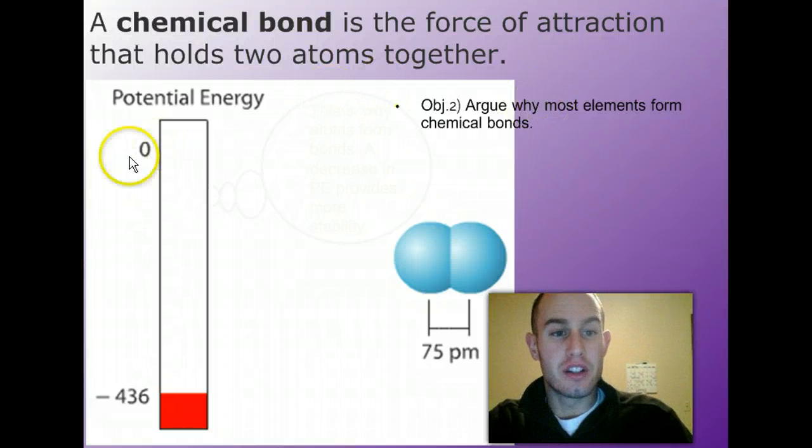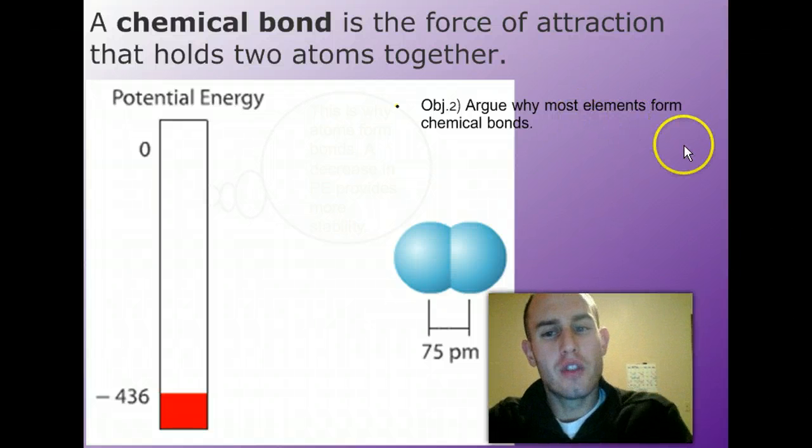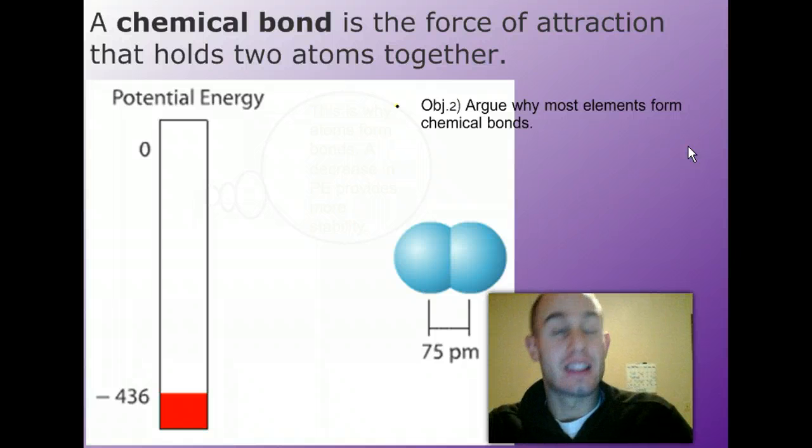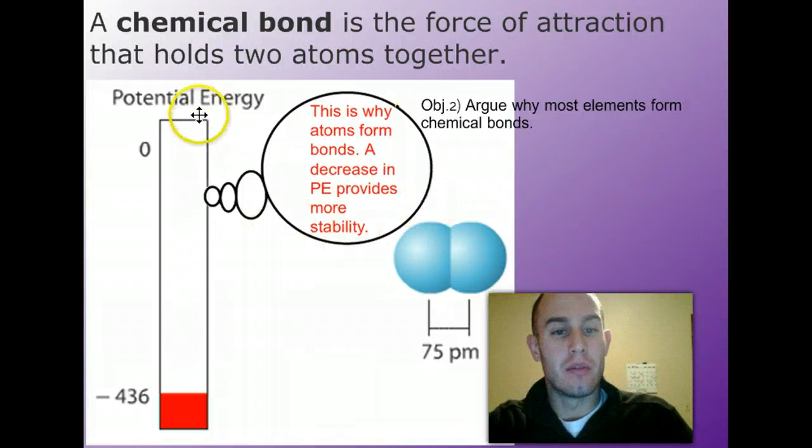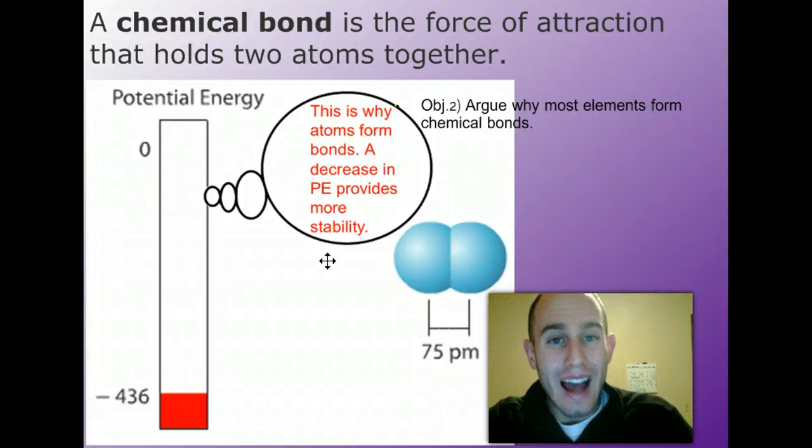So the textbook definition of what a chemical bond is, you can write this down: the force of attraction that holds two atoms together. Now, for objective 2, you're supposed to look at why is that the case? Well, you can see here that this is a diagram of potential energy. And when a bond forms, the potential energy is going to actually drop. This provides more stability for a compound to form, and that is why a chemical bond actually forms.